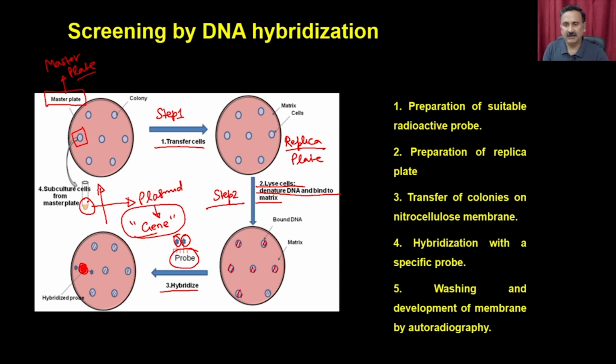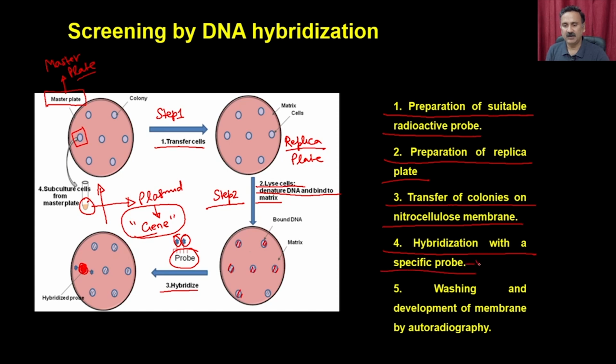So it has the following steps. Step 1, you prepare a suitable radioactive probe. You can also prepare a fluorescent probe. Then you prepare a replica plate. Then you transfer the colonies onto the nitrocellulose membrane. Then you hybridize that with a specific probe, which means the radioactive probe.